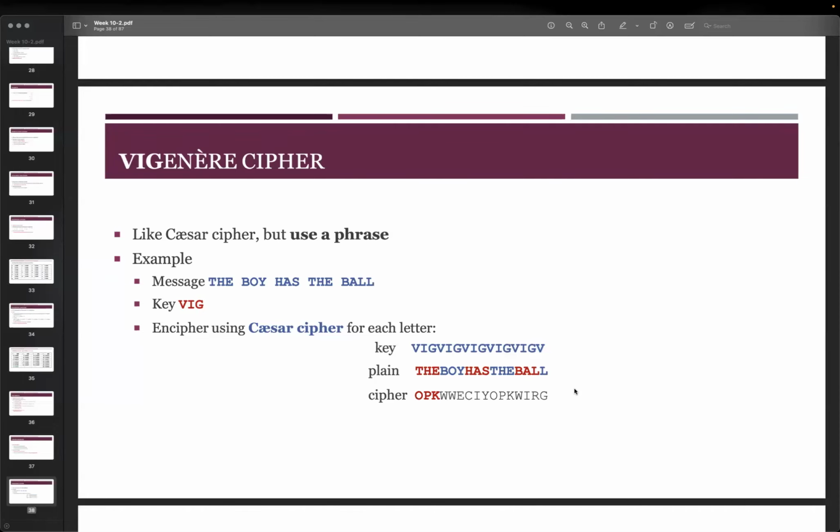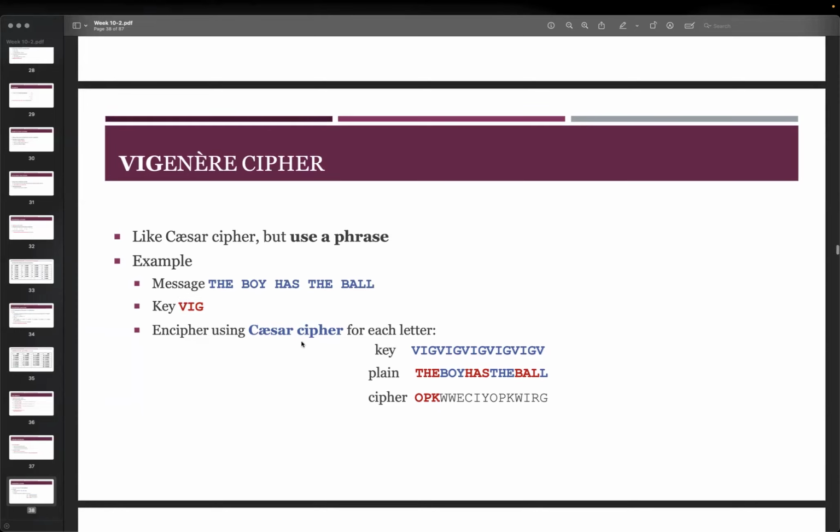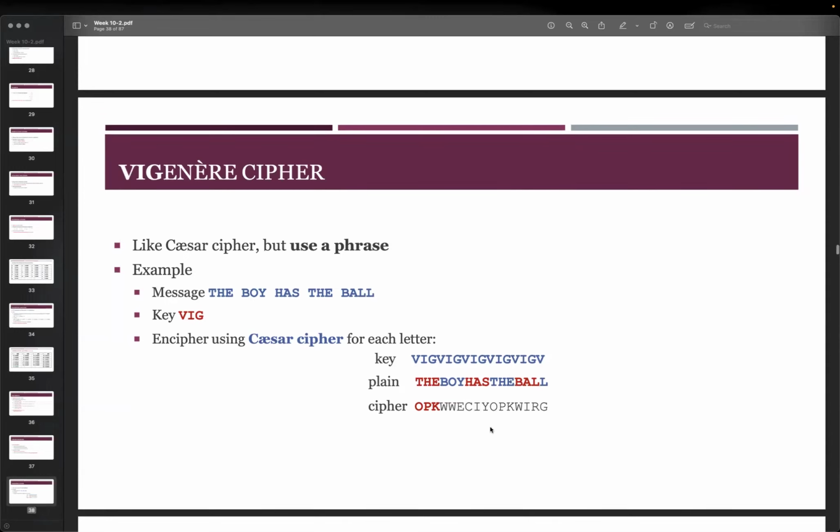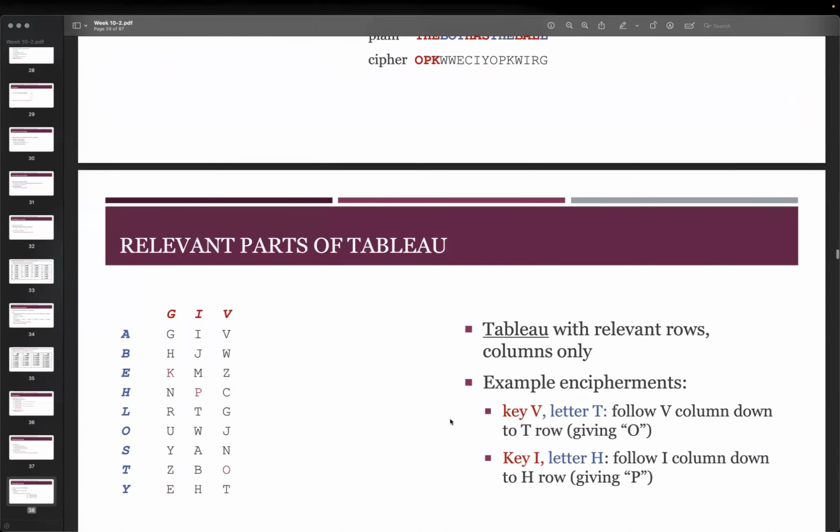Let's say we have an original message: the boy has the ball. If we use the key VIG like this, we can still use something like the Caesar cipher. So we will change it to OPK. Instead of changing everything together, we change by the key, so 3 3 3 like this, and then change it. That's how it looks.